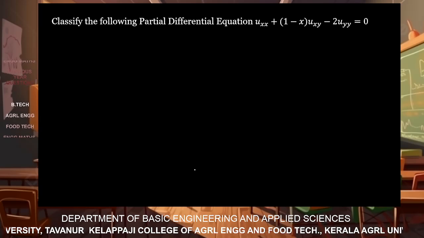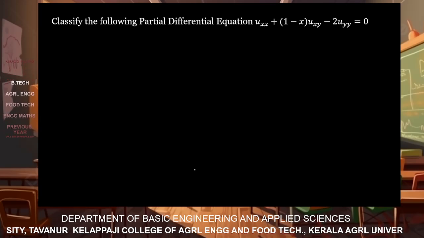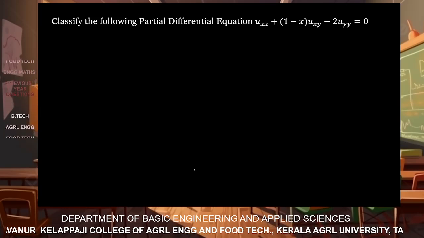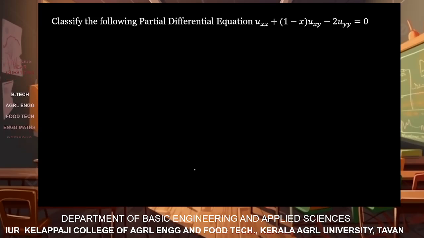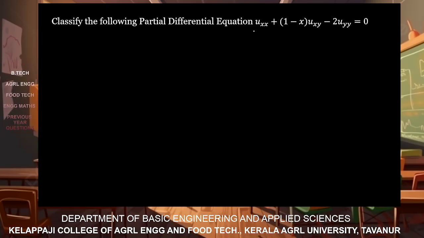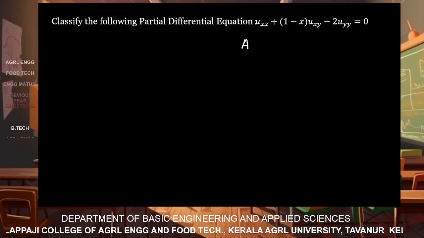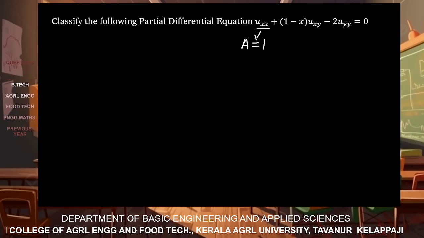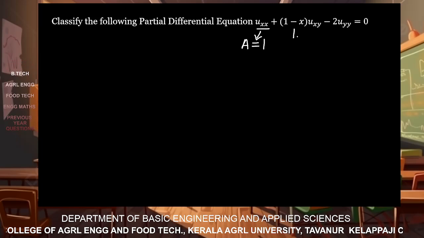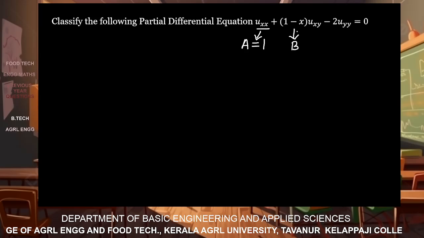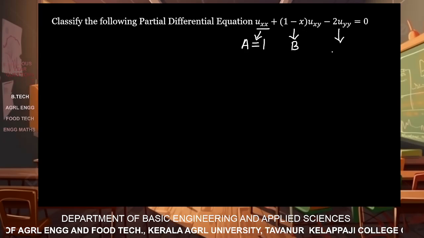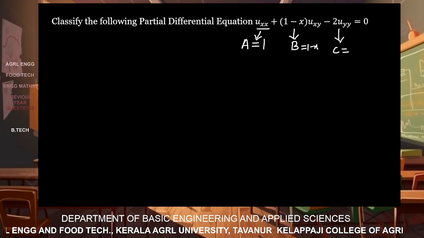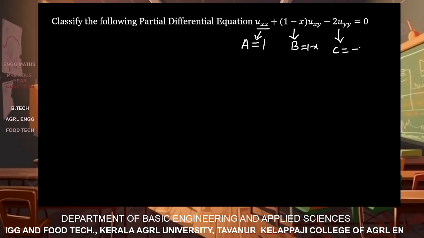Classify the following partial differential equation. A partial differential equation is given, you have to classify it. That means you have to check whether it is hyperbolic, parabolic, or elliptic. Here a, the coefficient of the second order derivative with respect to x, is 1. And 1 minus x is actually b. c is the coefficient of the second order derivative with respect to y, which is minus 2.